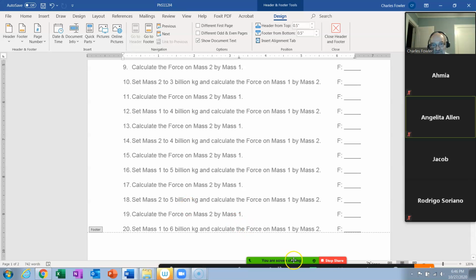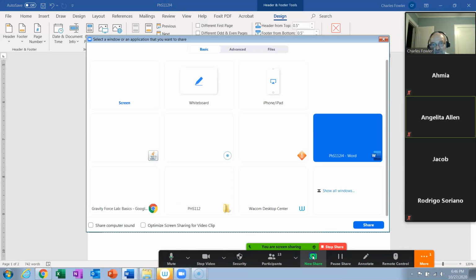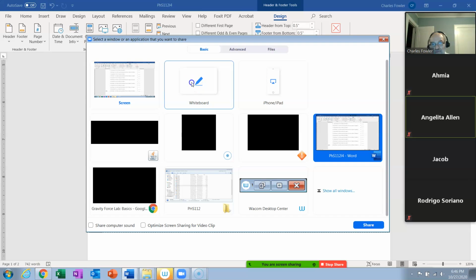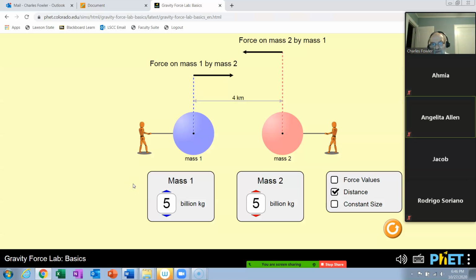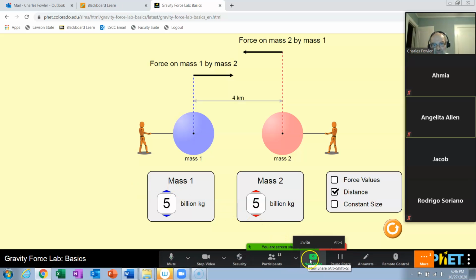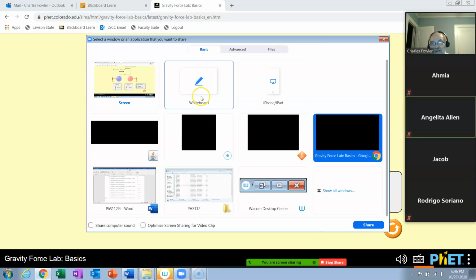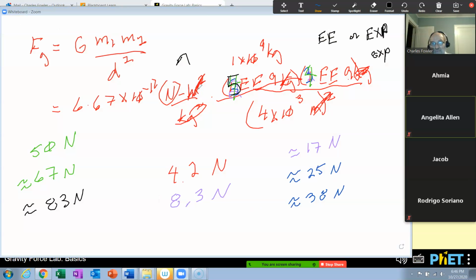Okay, so let's go to 18 and we'll go to the whiteboard. Oh, did I change it on the thing here? Yeah, I changed it there. So now we'll go to the whiteboard and we'll change the mass 2 to 5 billion. Billion is 10 to the 9th, so it's EE9.